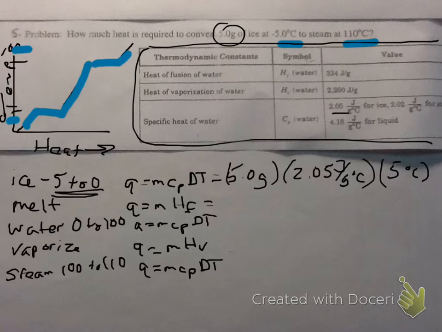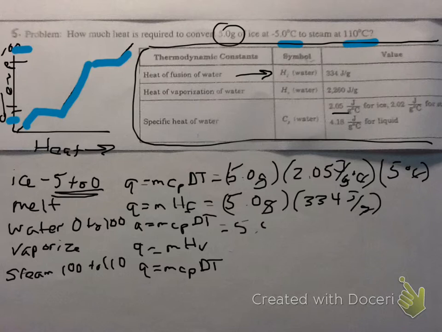Again, I'm going to plug it in here. Mass is 5 grams, that's not going to change. And then my heat of fusion for water is given on the reference table, 334 joules per gram. And again, you'll see that the answers here will all come out in joules, which is how I can add them all together at the end.